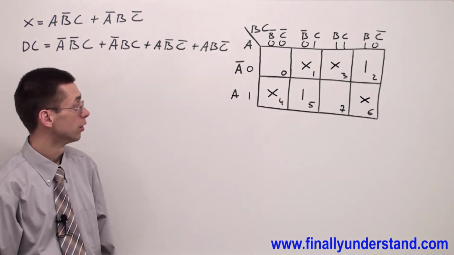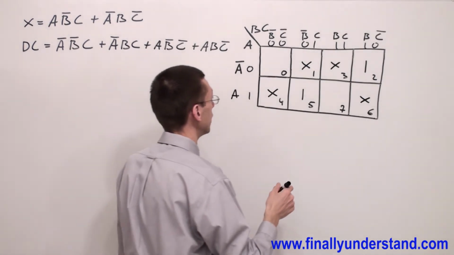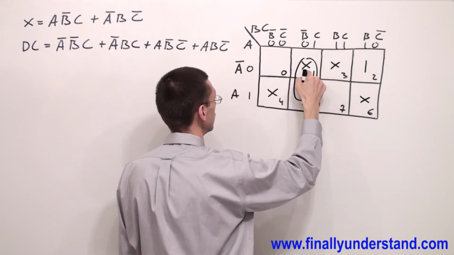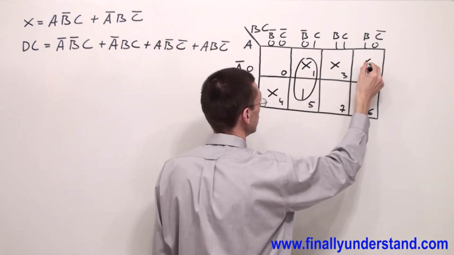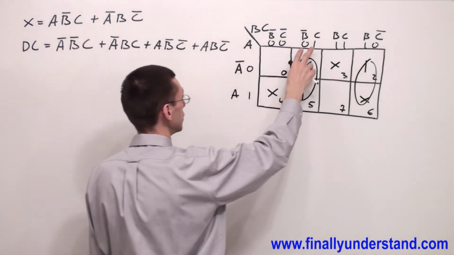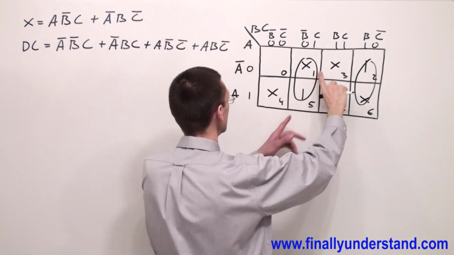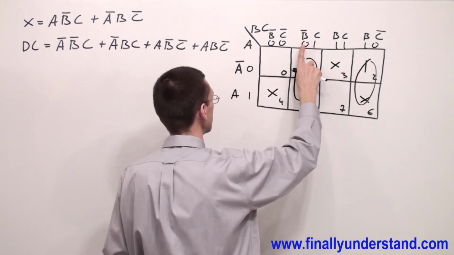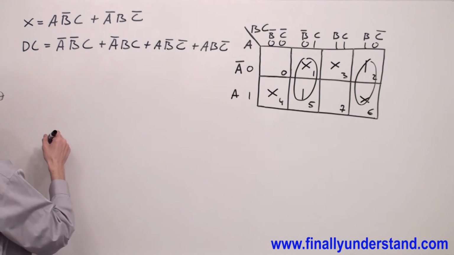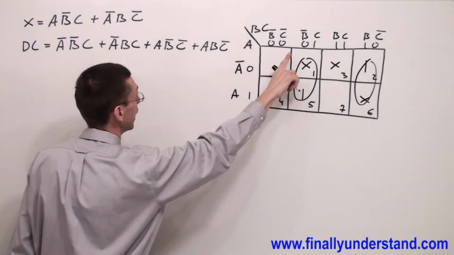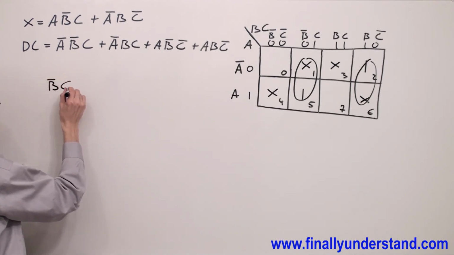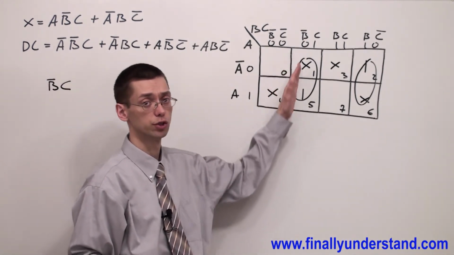Next, we're supposed to create the groups. We can have a group with these 2 cells and a group with these 2 cells. So let's take a look. This group is placed in 2 rows and 1 column. At the side of these 2 rows we have complements. We said that we are going to ignore complements, and at the top of this column, I have B naught C. I'm going to write B naught C. I'm finished with this group.